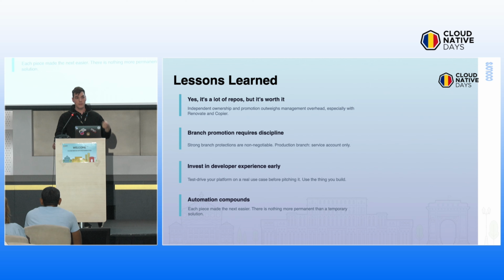Each piece of automation made the next one easier. If we weren't versioning our templates, Renovate would be useless. So if you find yourself doing something more than once, probably you should try to automate it.